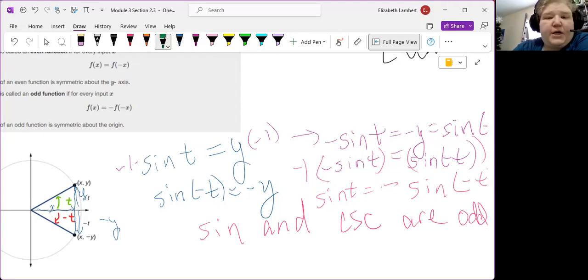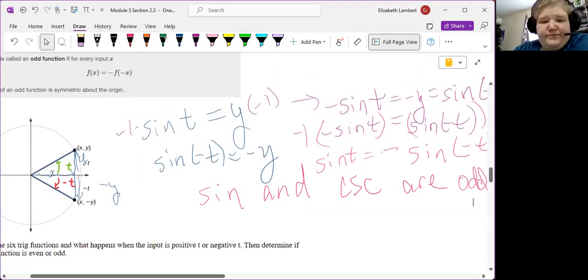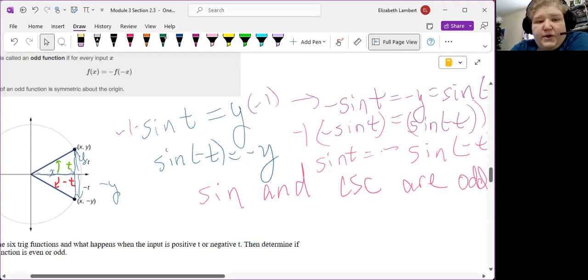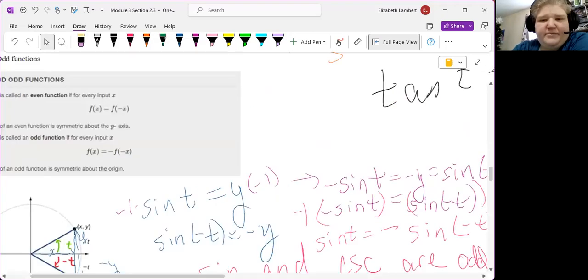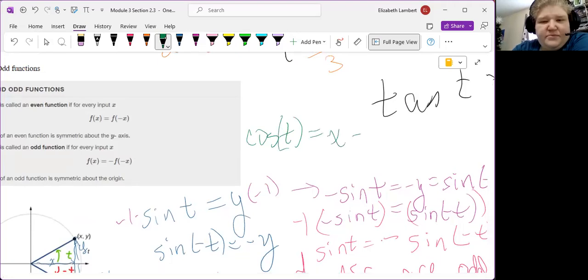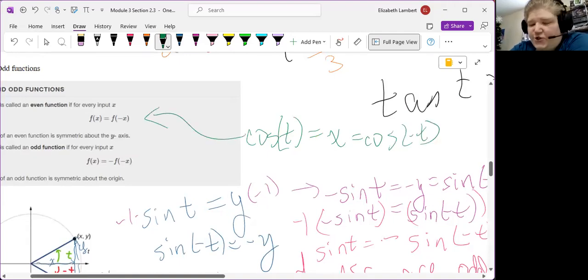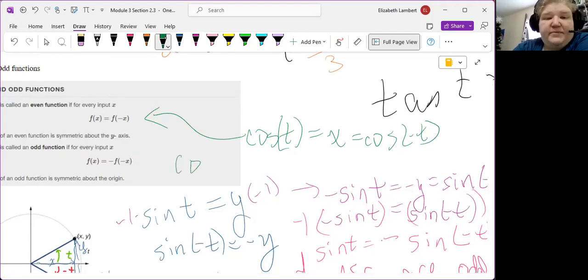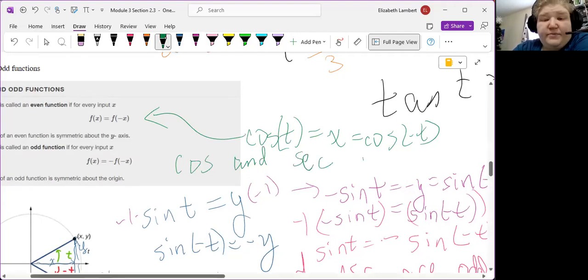All right, what about our cosine? So cosine of t is x, cosine of negative t is x. And that straight up matches our definition for even. So cosine and secant, its reciprocal, are even.